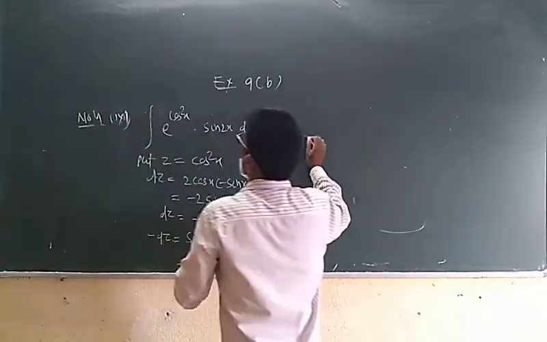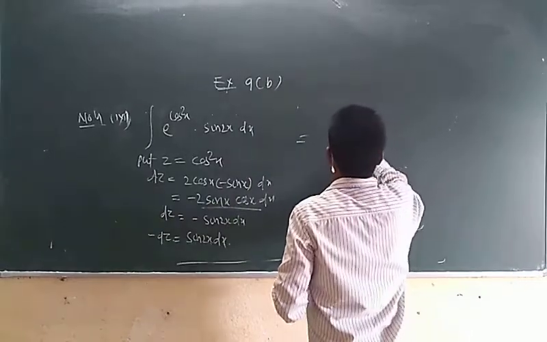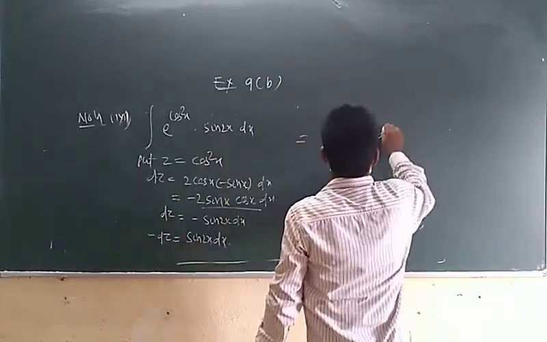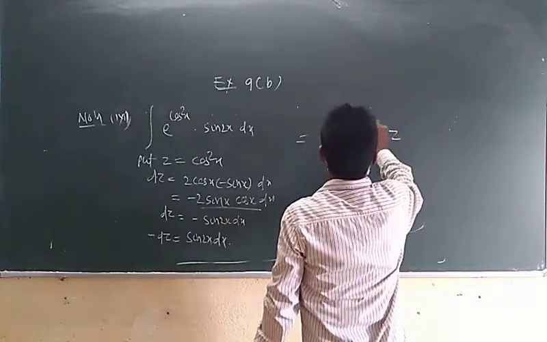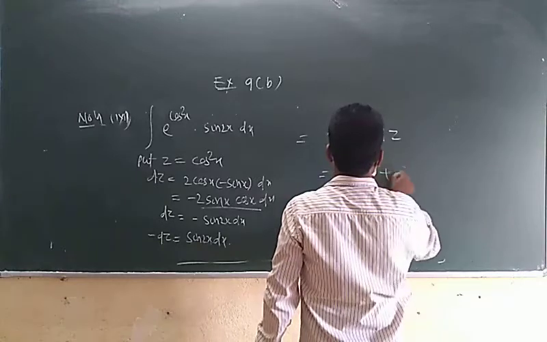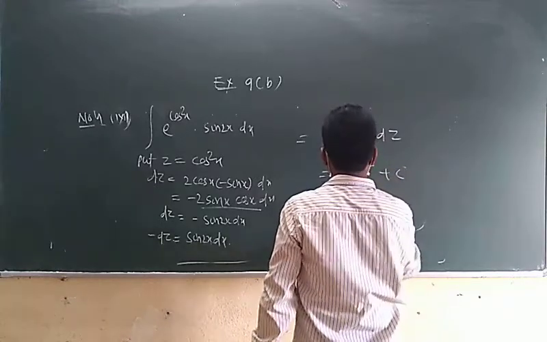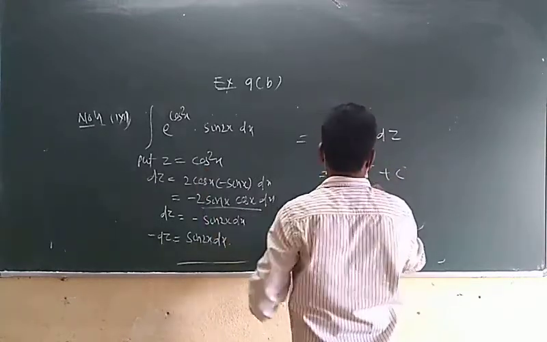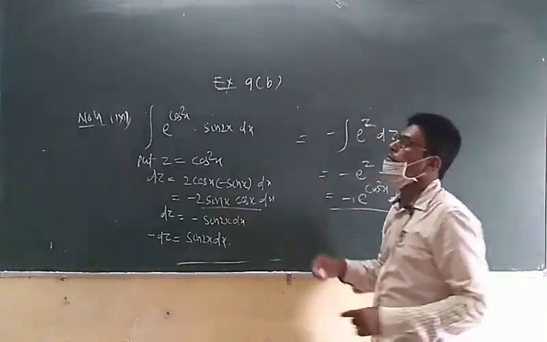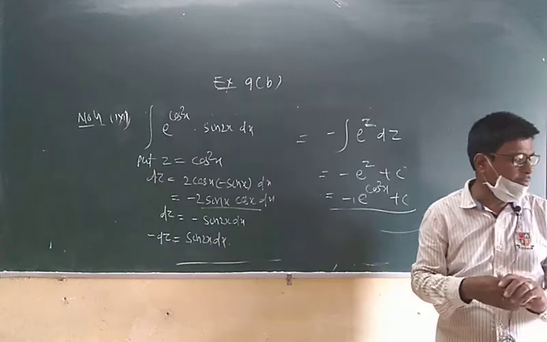So e to the power z sin 2x dx equals minus dz, taking minus outside, dz e to the z. Integration of e to the z is equal to e to the z, minus of e to the z plus c, that equals minus of e to the z. The value of z is equal to cos square x plus c. That's your answer of the last bit of number 4.